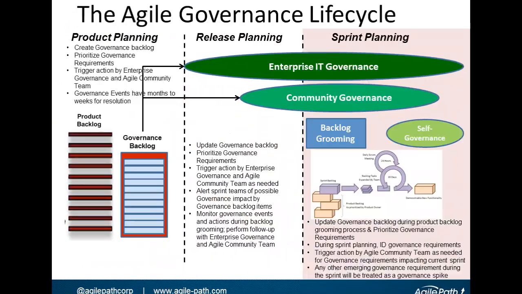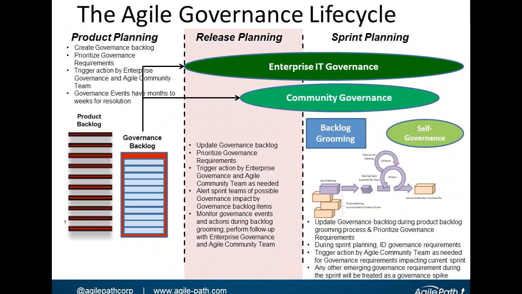So I'll go back to the graphic here. The whole idea is that, again, in product planning, we identify potential governance issues. We feed them forward into the enterprise. We feed them into the community governance team.